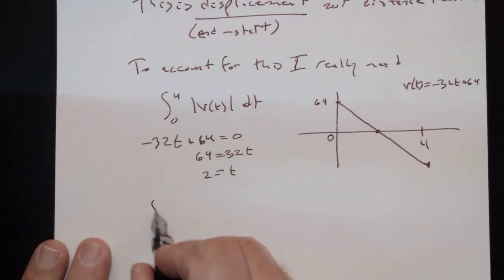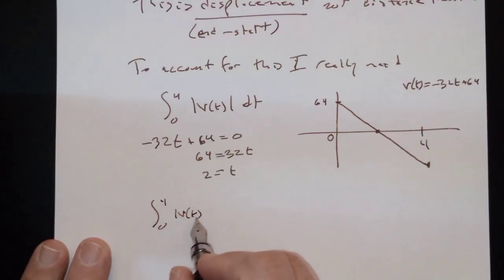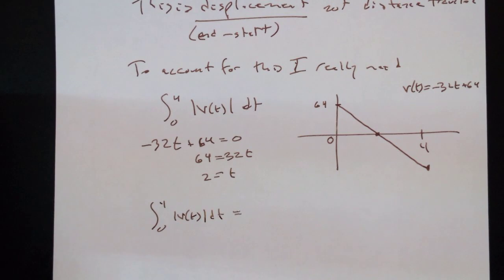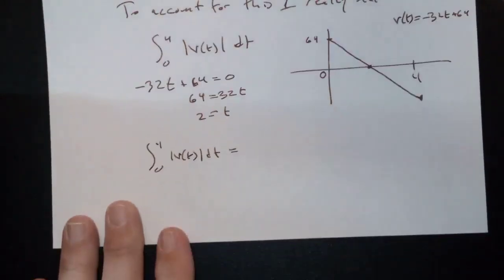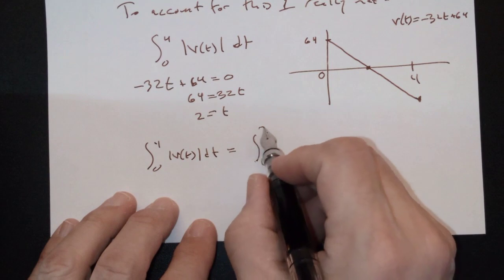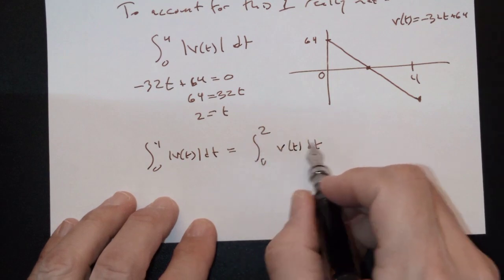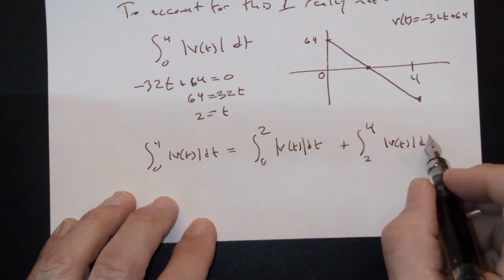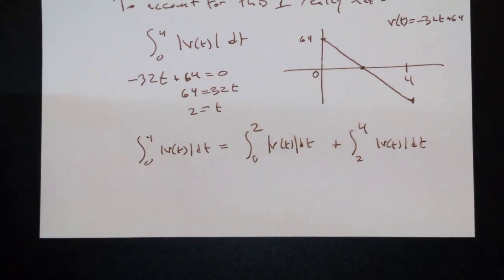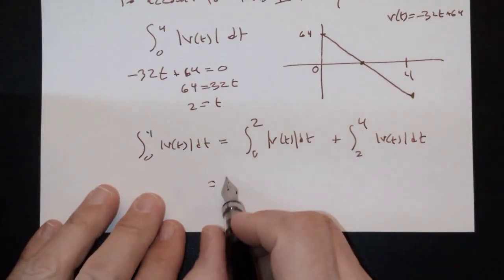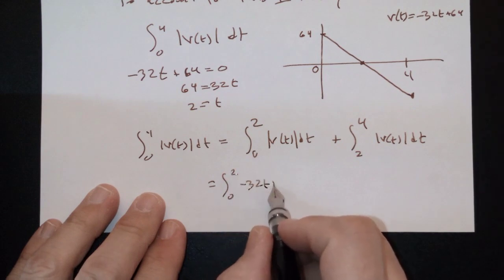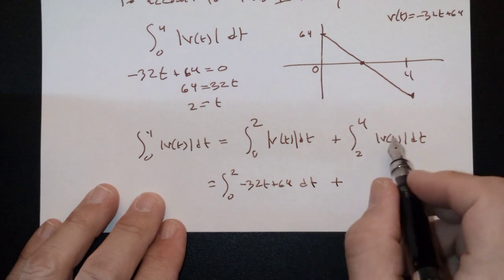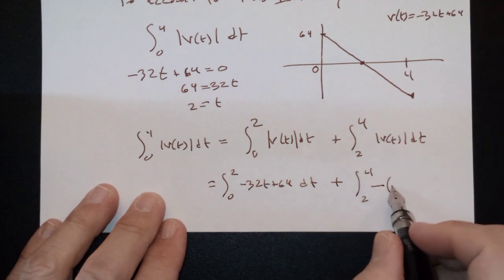So instead of doing this as one integral from 0 to 4, I'm going to break it up in the middle. This is one of those properties I talked about yesterday. I'm going to split this into 2 pieces. I'm going to go from 0 to 2. And then I'm going to go from 2 to 4. But the absolute value changes in the middle there. Here, we use this equation. But here, we multiply by -1.